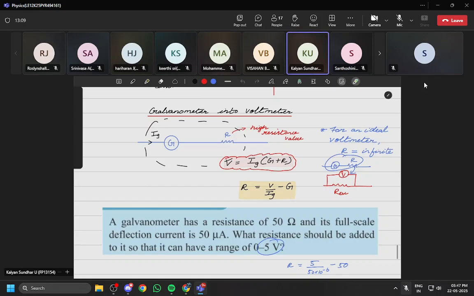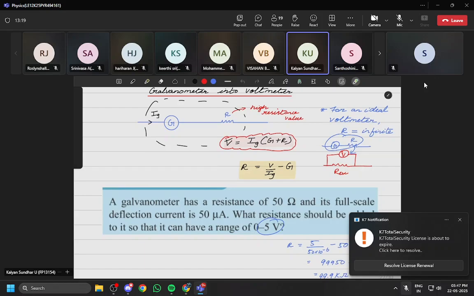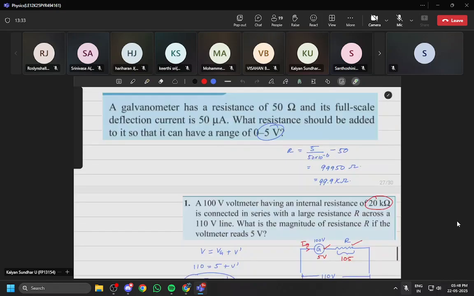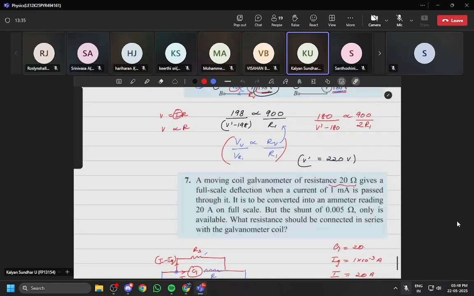And for an ideal voltmeter the resistance value will be equal to infinity, and for the ammeter it will be 0, right? So here your current will be the same. Since the current is the same, the potential will be equal to IG into R equivalent, right? G is the resistance of your galvanometer, and R is the resistance which you are connecting in series with the galvanometer, right? We have seen a few questions on this.